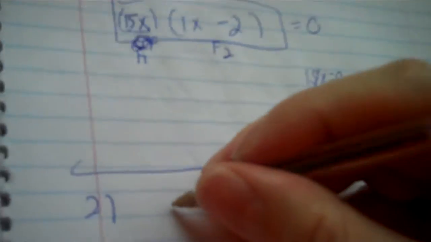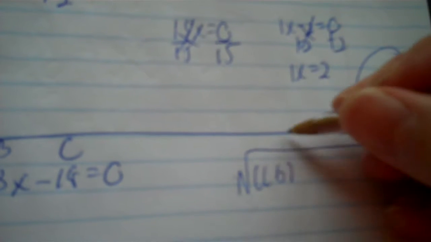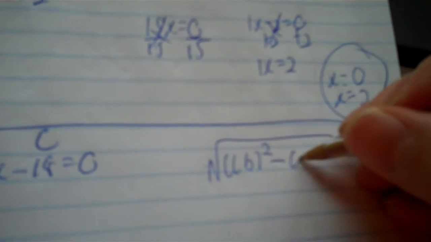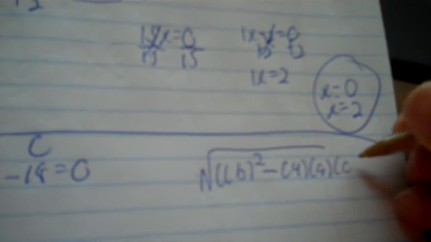Okay, number 2, we have x to the second minus 3x minus 18 equals 0. So there's two answers to the problem. So we have an A, we have a B, we have a C. Everything's lined up where it's supposed to be, which is a good thing. So ABC, first I apply the discriminant. It's the square root of b to the second minus 4 times a times c. You can just do that on a Google calculator.